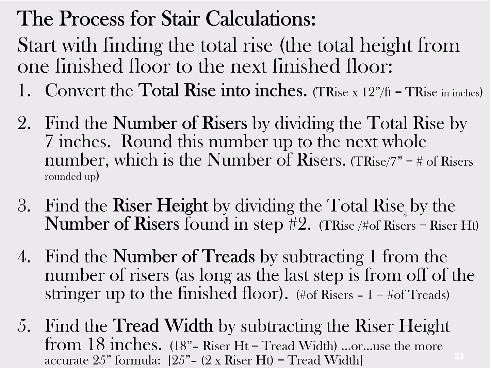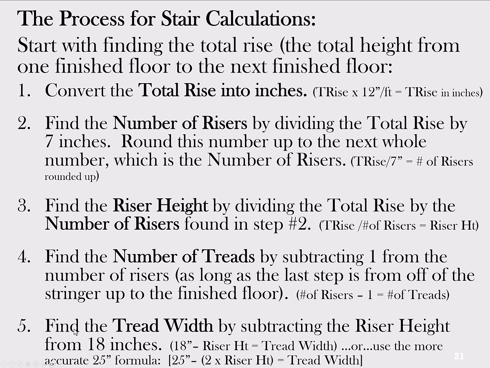So now we have that second answer. We know the total number of risers, and we have the riser height. The next step, in step 4 here, we're finding the number of tread boards. Well, all we're going to do is take the total number of risers that we found in step 2, and we're going to subtract 1, because we're picking the default method where the last step is up onto the finished floor from the stringer. So therefore, there will always be one less tread board than there would be otherwise. So it'll just be the number of risers minus 1. So that's what I've got here in step 4 at the end.